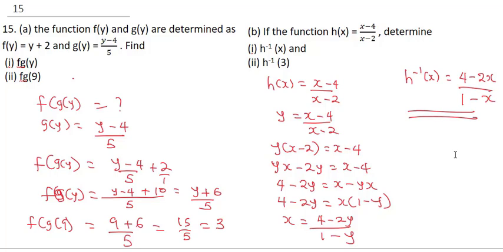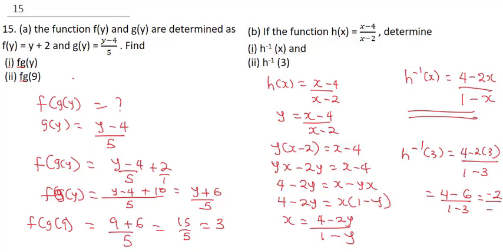Now this is h inverse of x. So in order to solve for h inverse of 3, this will now be 4 minus 2, and I will now put in 3 here. This will be 1 minus 3. So this is going to give us 4 minus 2 times 3, which will give us minus 6, all over 1 minus 3. Now this is going to give me minus 2, all divided by minus 2.